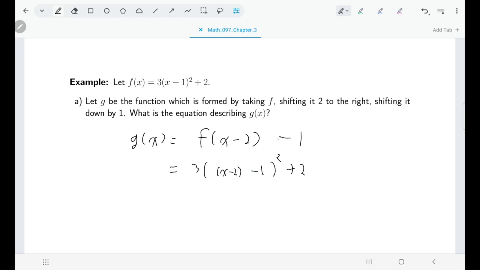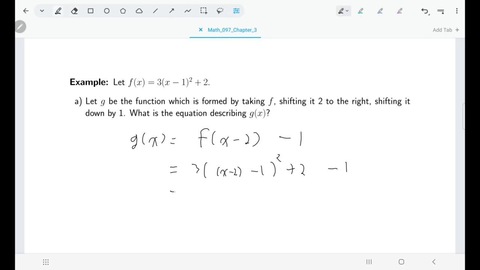And then at the very end of it all, I should have a little minus 1. So everything that I've got here in that little under bracket, that is f of x minus 2. So I've taken my original function and I've replaced the input with x minus 2. And then I have a little minus 1 tacked on at the end to deal with the vertical shift downwards. And then the last thing that I need to do here is just to simplify.